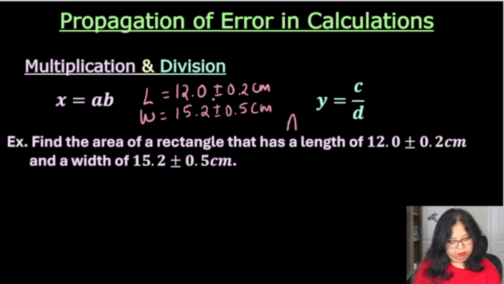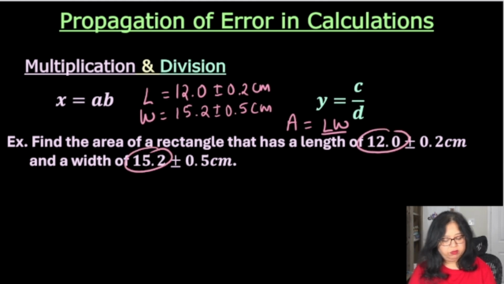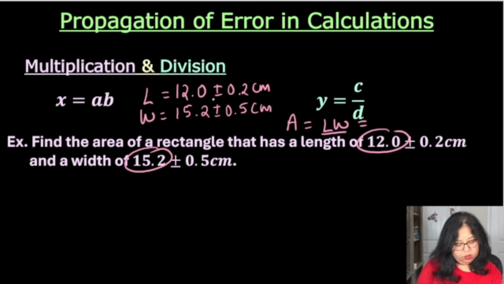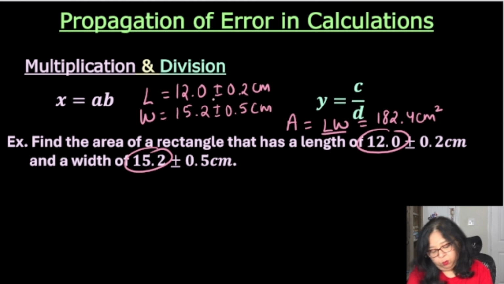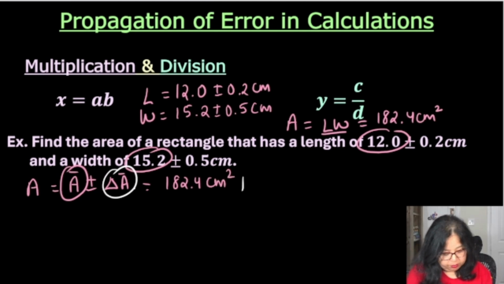Find area. Area is length times width, right? So finding the first term of the area is easy. It's just 12 times 15.2. What is that? 15.2 times 12 gives me 182.4, and that's going to be centimeters squared. But is that all? No. Area will be written as A bar plus minus delta A bar. So far I have figured out this A bar only, 182.4 centimeters squared. What is the value of this delta A bar?